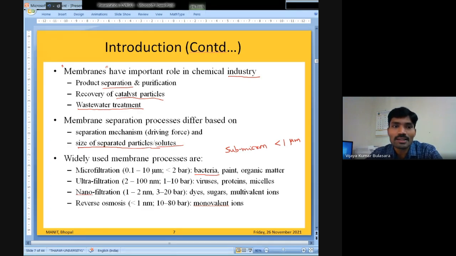Okay, so these are suitable for removing bacteria, paint pigments, and organic matter. Oil-water emulsions can also be treated. Similarly, the next process is the ultrafiltration process. This is also a widely used membrane process.